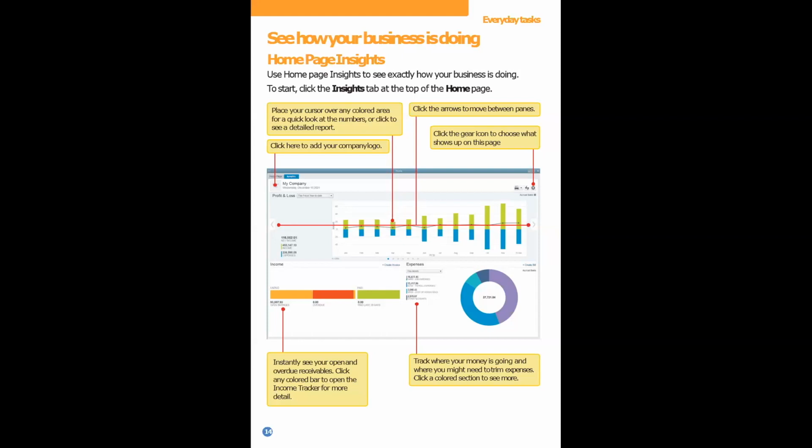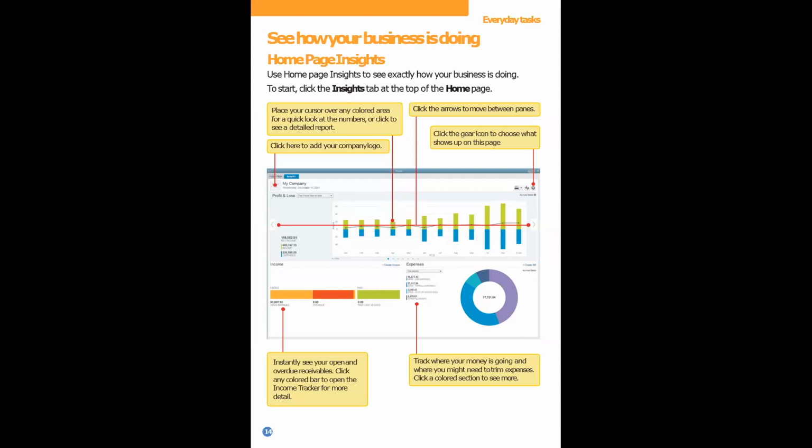Again, this Insight page will give you a clear snapshot of exactly what is taking place with your business and where your money is coming and going. As I go around the screen real quick, just to highlight some of these, I'm just going to read through them to make everyone comfortable. Place your cursor over any colored area for a quick look at the numbers or click to see the detailed report. You can click here to add your company logo in the top left-hand corner. You can click the arrows to move between panes showing you the profit and loss report that you're looking at.